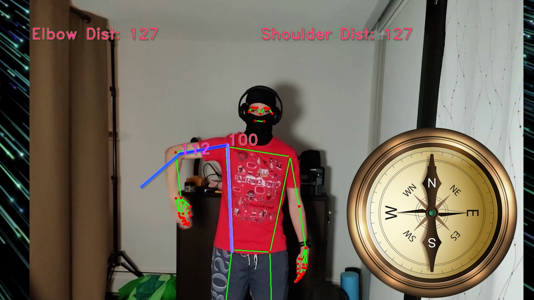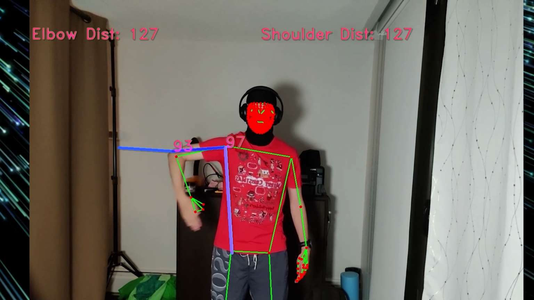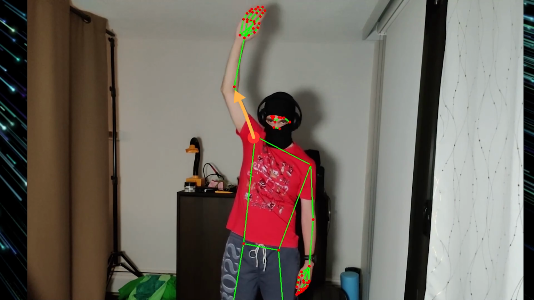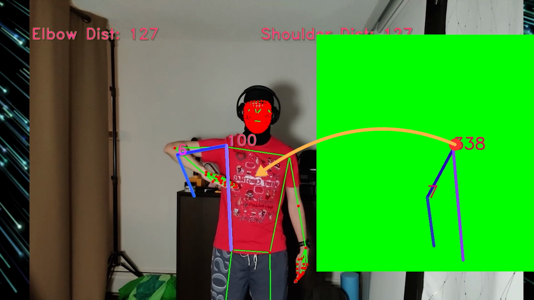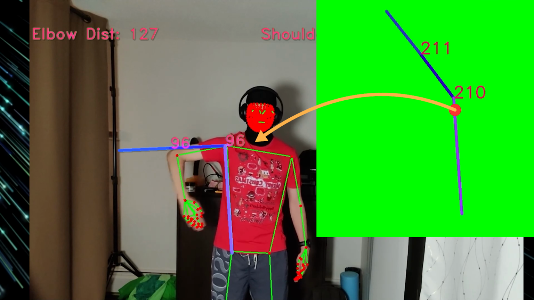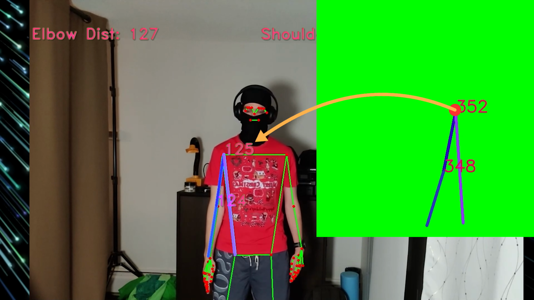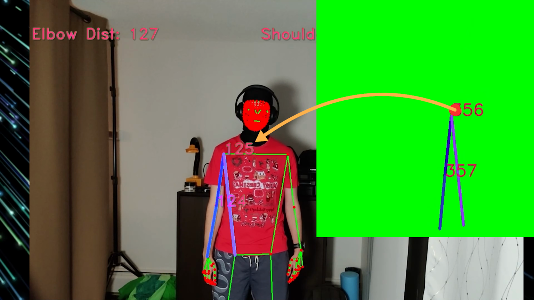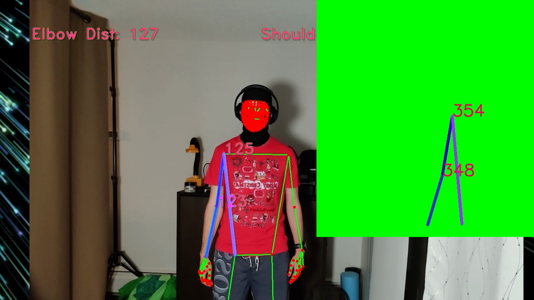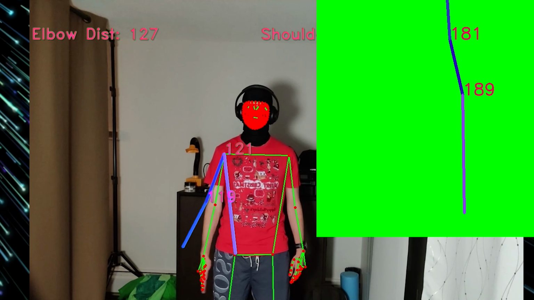the south will be down. Now, we take the shoulder joint and draw the line towards the elbow. This way, we essentially have a compass that represents our shoulder rotation. And it will have a value from 0 to 360 because it's a full circle for the compass. And this can describe what our shoulder is doing.